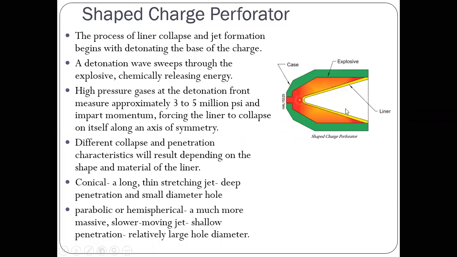When you select a parabolic or hemispherical shape of this liner, then a much more massive and slower moving jet will be developed, and you will get shallow penetration but with relatively large hole diameter. So when you have a parabolic or hemispherical shape liner, then you will get shallow penetration with large diameter of perforation.